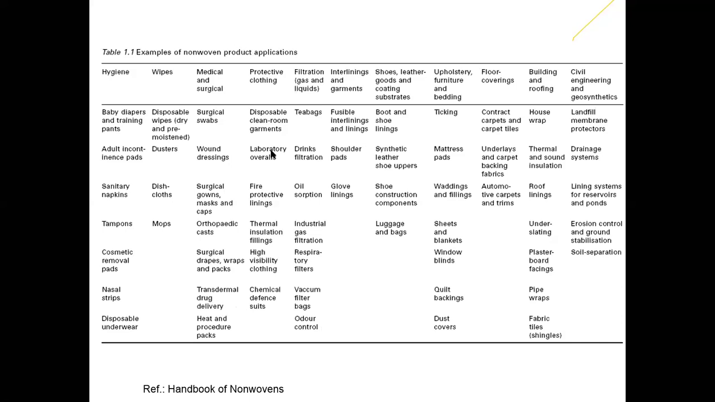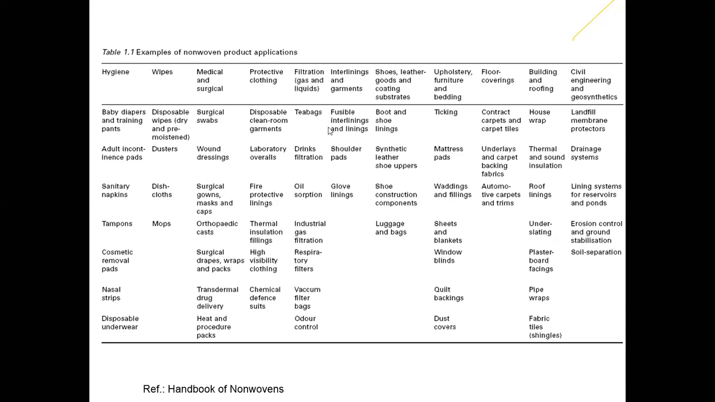In protective clothing, we have disposable clean room garments, laboratory overalls. In laboratories, we are using non-woven fabrics. Fire protecting linings, meaning fire protecting clothing, are there, and in the inner linings, we are using non-woven fabrics. Then for thermal insulation, fillings, high visibility clothing and chemical defense suits.